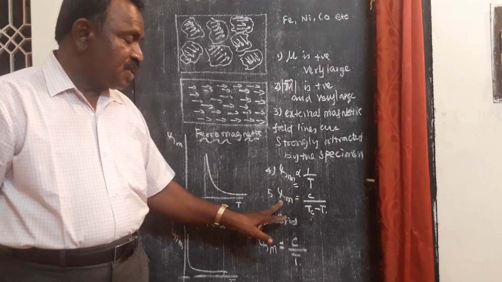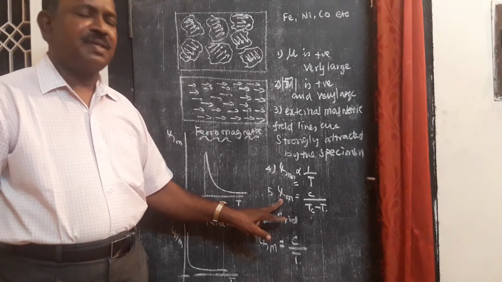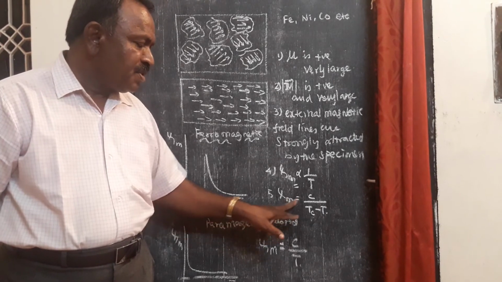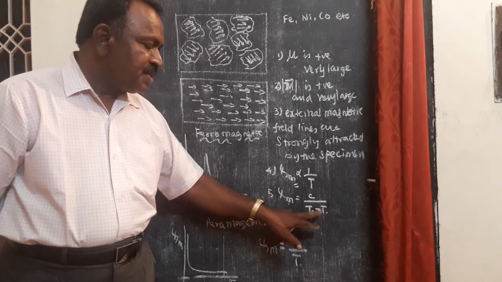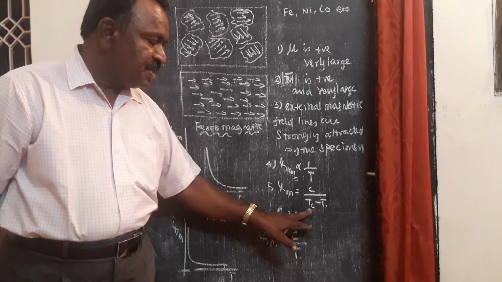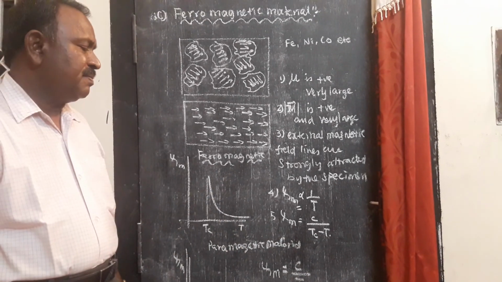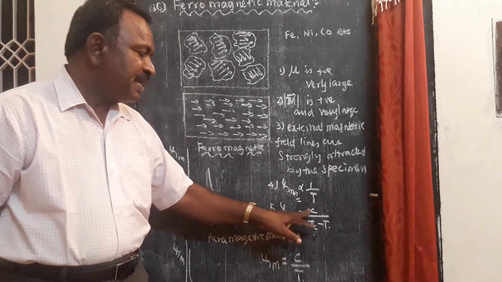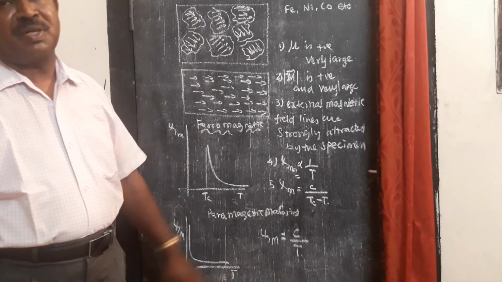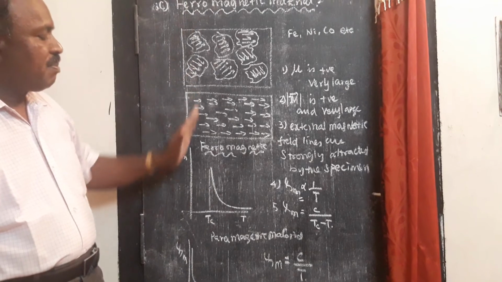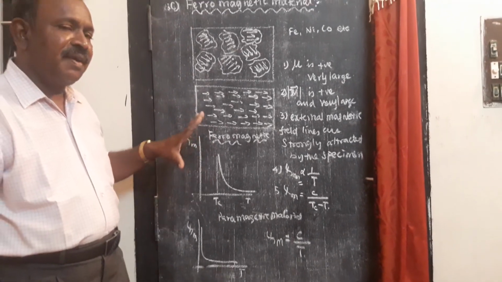The value of susceptibility above the Curie temperature is given by chi m equals C by Tc minus T. Tc is the Curie temperature and T is the temperature at any value. This C is a constant called Curie's constant. So these are the properties of ferromagnetic material.